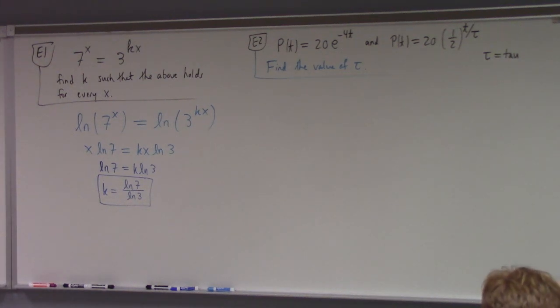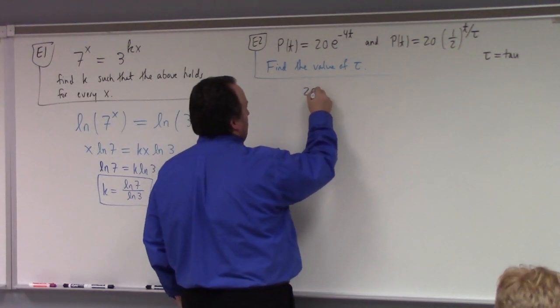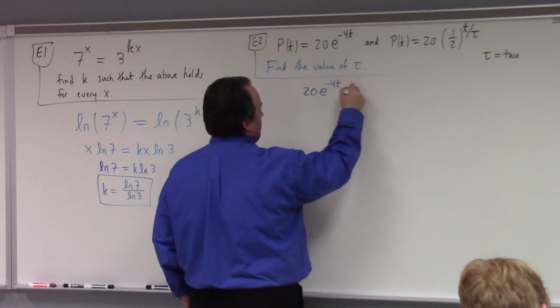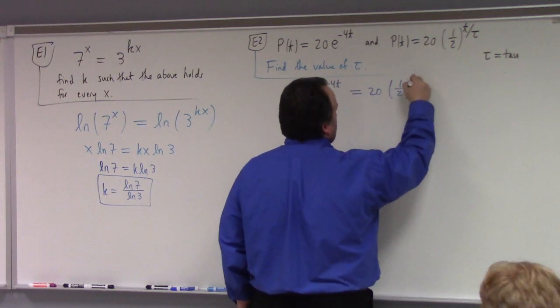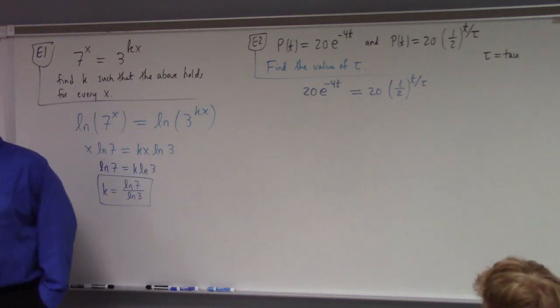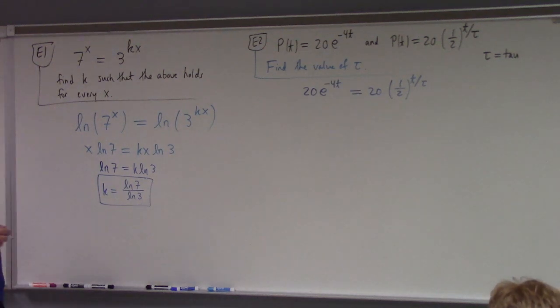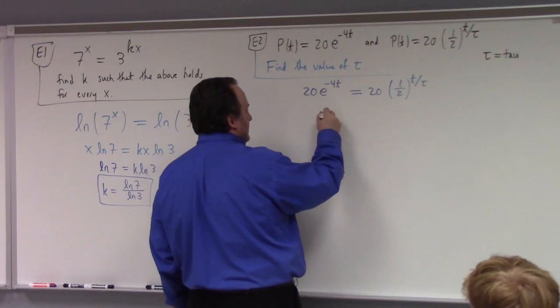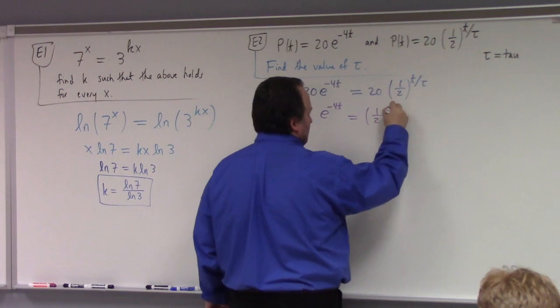I will set the formulas equal and try to solve for tau. So I've got 20 e to the minus 4t is equal to 20 times 1/2 to the t divided by tau. The first thing I would do is divide by 20, because I can. Then what happens? I've got e to the minus 4t is equal to 1/2 to the t divided by tau.